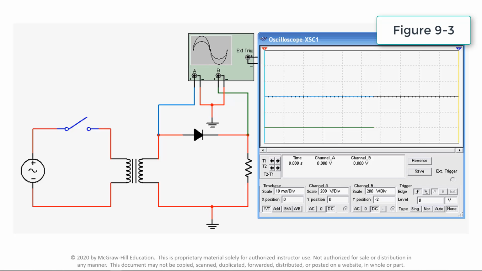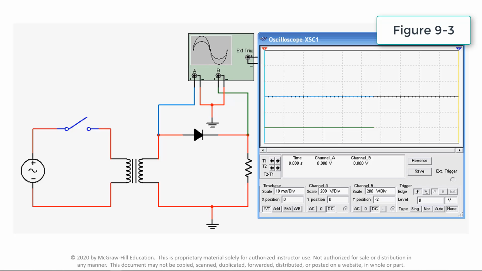The dual-trace oscilloscope is connected simultaneously, displaying the AC input voltage being applied to the circuit and the resulting DC voltage across the load resistor. During the positive half cycle of the AC input wave, the anode side of the diode is positive. The diode is then forward biased, allowing it to conduct a current to the load. The diode acts as a closed switch during this time. The positive half cycle is developed across the load.